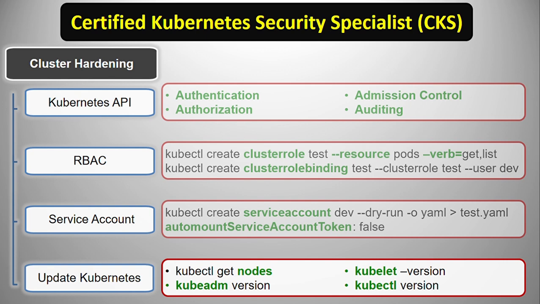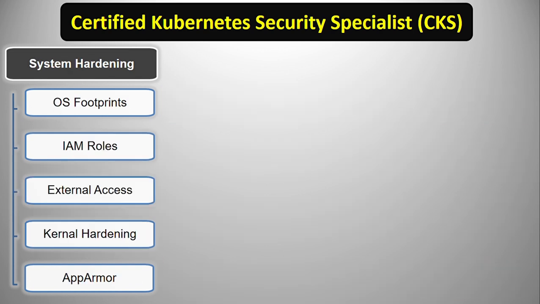Coming towards the third domain, which is system hardening with 15% weightage, covering minimizing operating system footprints, minimizing identity and access management roles, minimizing external access, and lastly, kernel hardening through AppArmor and seccomp.